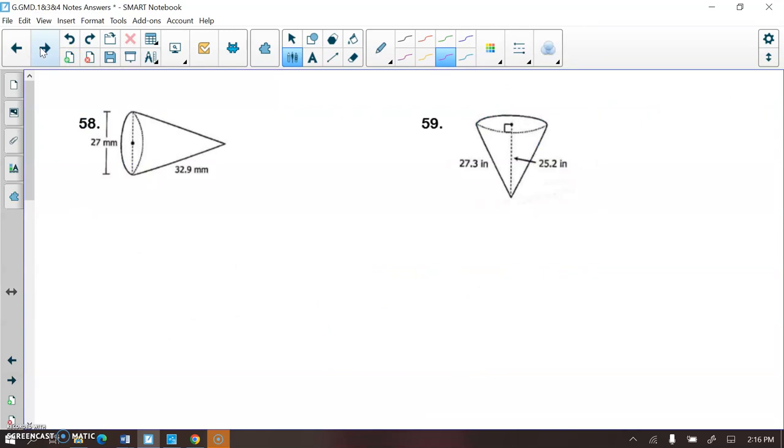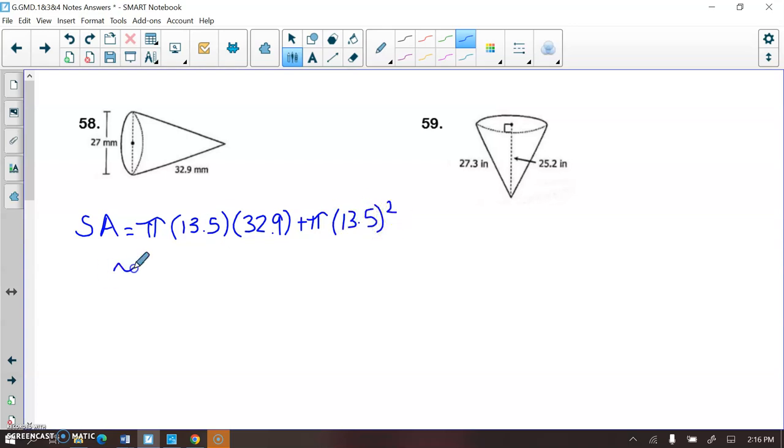I have 2 cones. So my surface area, in a cone, is pi RL, so pi times my radius, 27 divided by 2 is 13.5, times my slant height of 32.9, plus pi r squared, so pi times 13.5 squared. I can just type this all into my calculator and then round to the nearest hundredth.